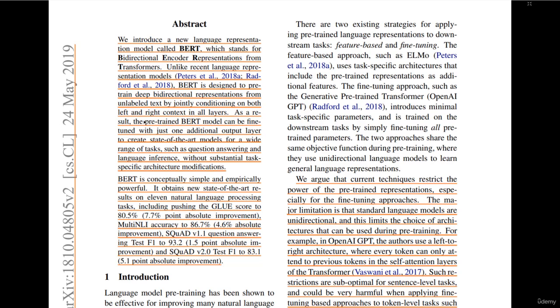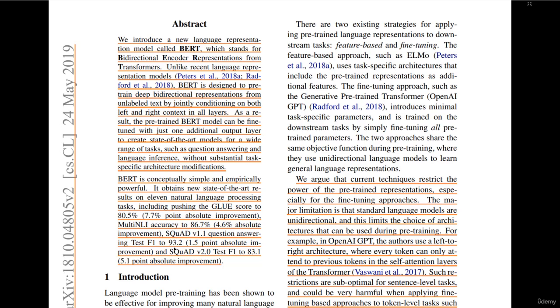As a result, the pre-trained BERT model can be fine-tuned with just one additional output layer to create state-of-the-art models for a wide range of tasks, like the question answering task on which we're working now, and language inference, without substantial task-specific architecture modifications. BERT is conceptually simple and empirically powerful. It obtains new state-of-the-art results on 11 natural language processing tasks.